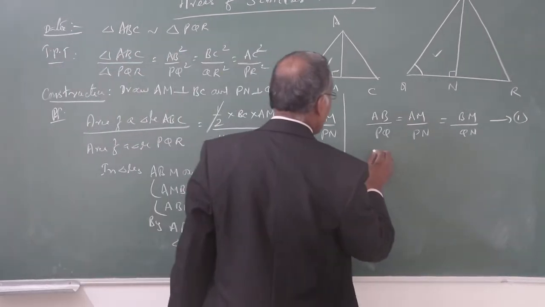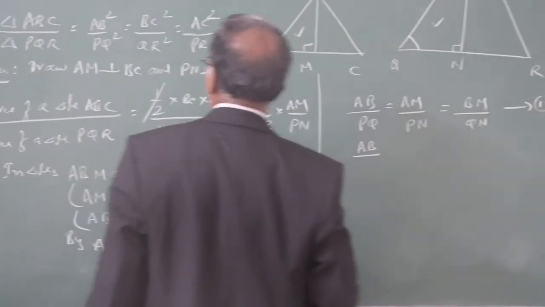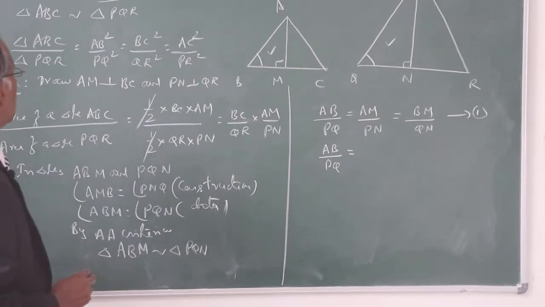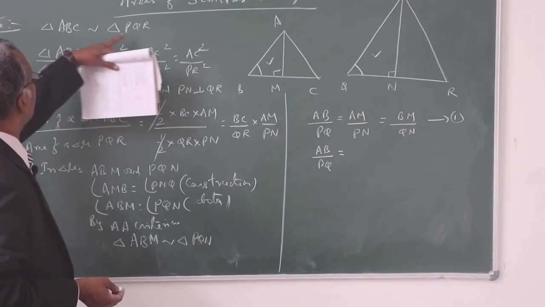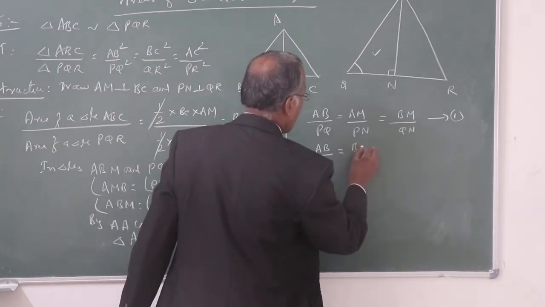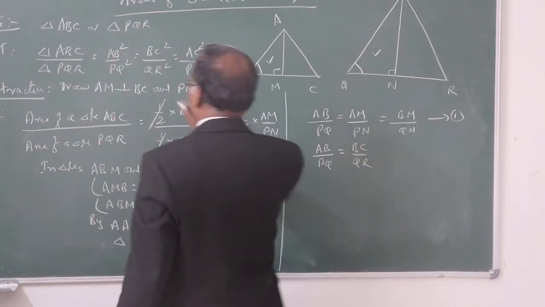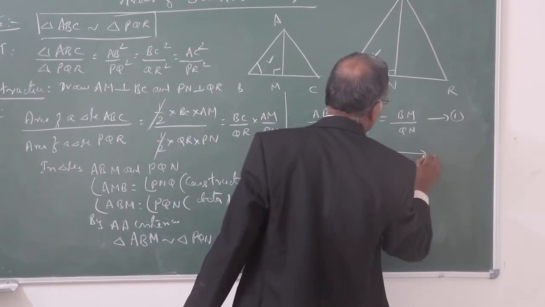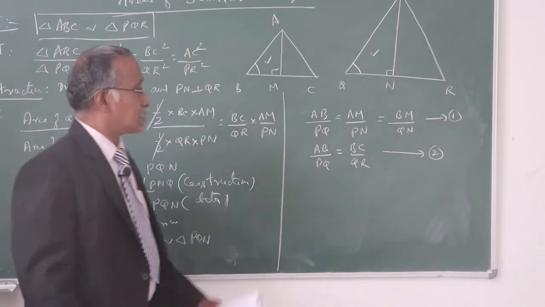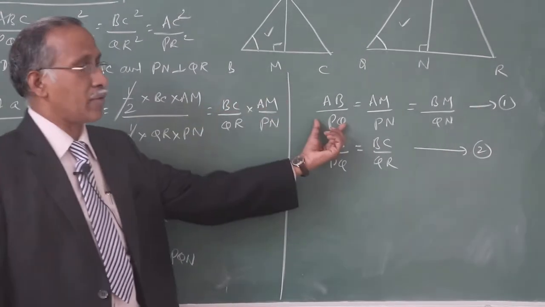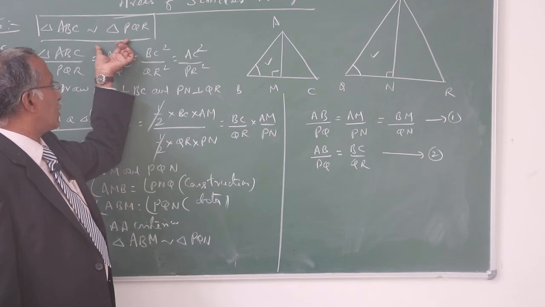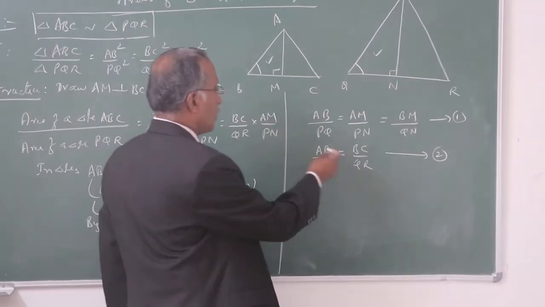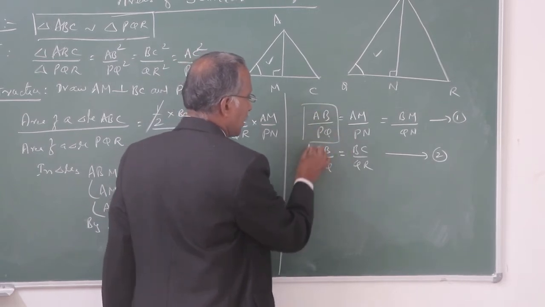As they have given that triangles ABC and PQR are similar, their corresponding sides are also in proportion. So we know very well that AB by PQ is equal to BC by QR. Look at this now, BC by QR. From the data that these two triangles are similar, their corresponding sides are in proportion. Equation 2. By comparing these two triangles ABM and PQN, we have got equation 1. From the data, by giving these two similar triangles, we have got corresponding sides in proportion. In these two equations, look at this now, LHS terms are equal.